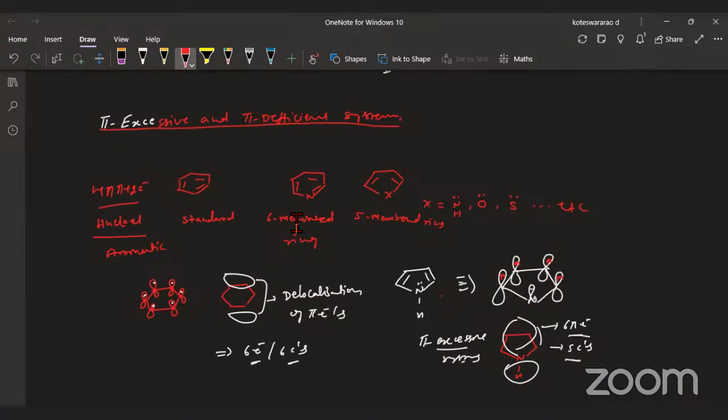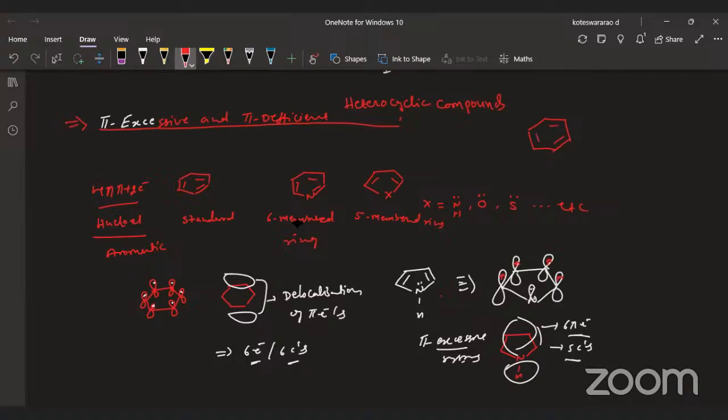Now coming to the concept of pi excess and pi deficient heterocyclic compounds, or systems. What are pi excessive and pi deficient heterocyclic compounds? Before understanding this concept, recall that we previously discussed aromaticity. In that, we discussed benzene many times.